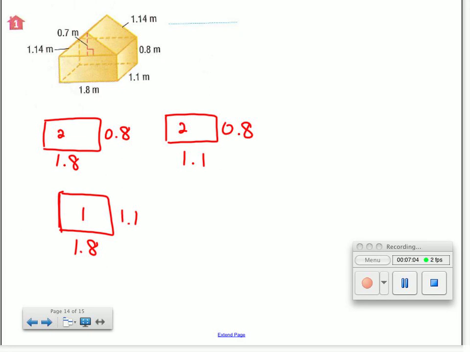Let's go ahead and look at these rectangles up here. Can anyone tell what is the length, or sorry, the base and the height? Okay, yes. The base is 0.8 and the height is 1.14. How many of these do we have? Yep, 2.